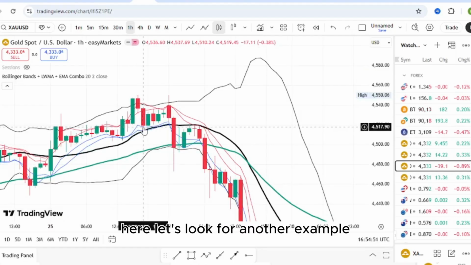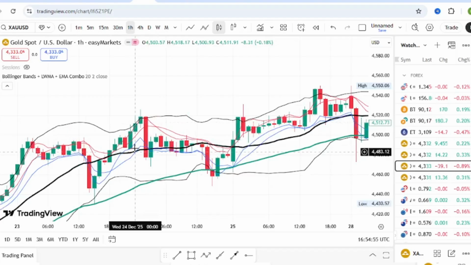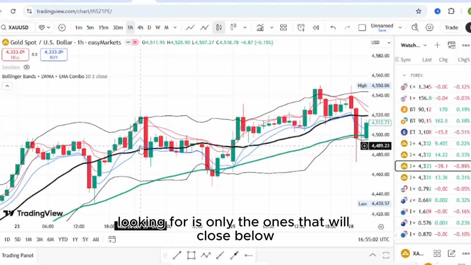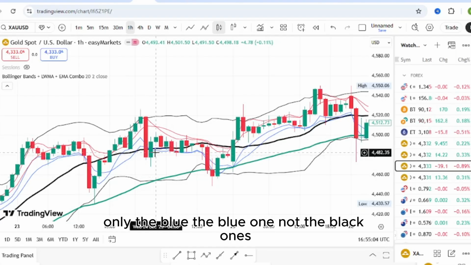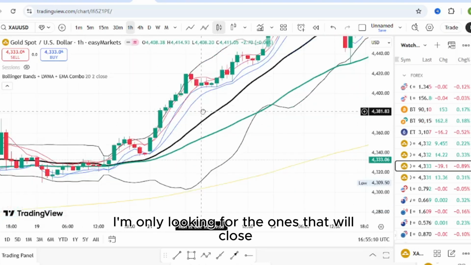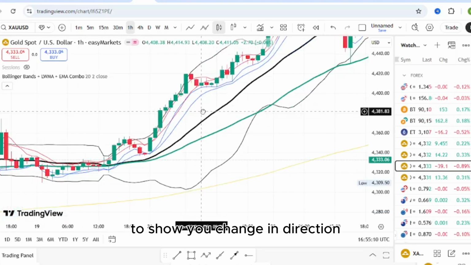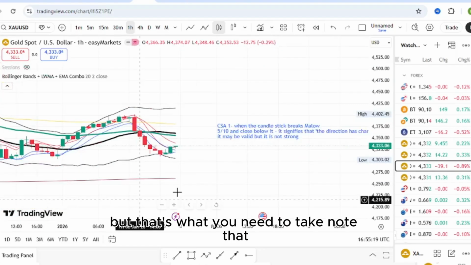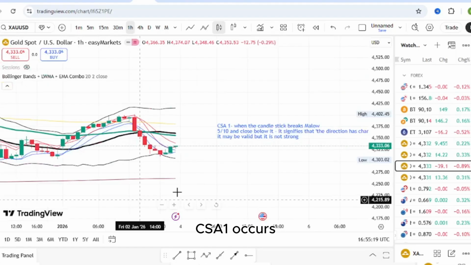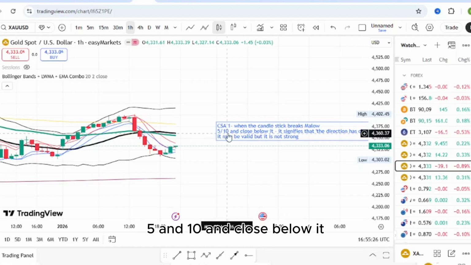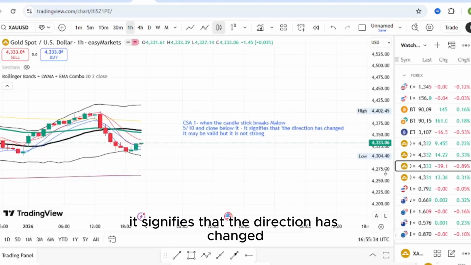Let's look for another example. Yes, this closed below it, but what we are looking for is only the ones that close below the blue one, not the black ones, not the mid BB. I'm only looking for the ones that close below the MA low to show you change in direction. That's a few I can see on this 1 hour time frame, but that's what you need to take note: CSA1 occurs when the candlestick breaks below the MA low 5 and 10 and closes below it. It signifies that the direction has changed. It may be valid, but it's not strong.